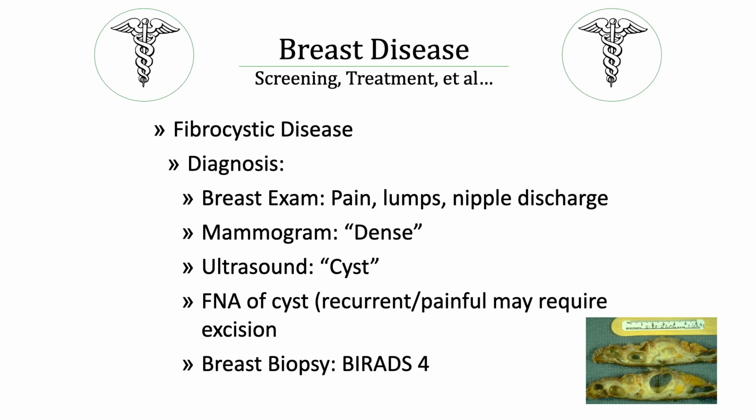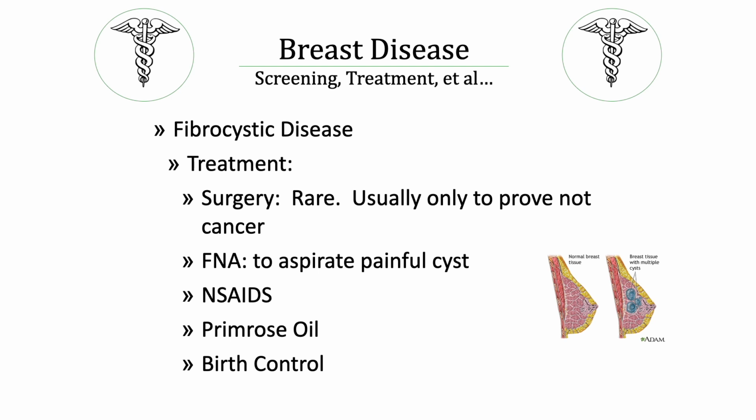As far as the treatment, again, painful cyst, aspirated, but for the most part, this is symptomatic. So NSAIDs work. Some people use primrose oil to alter something about the hormones. It works. Sometimes it does, sometimes it doesn't. It kind of has grown out of favor. Or birth control pills to modulate someone's cycle.